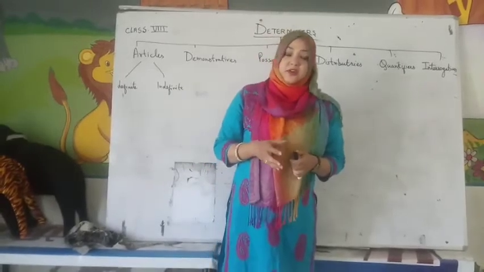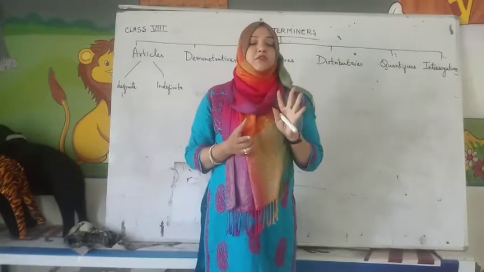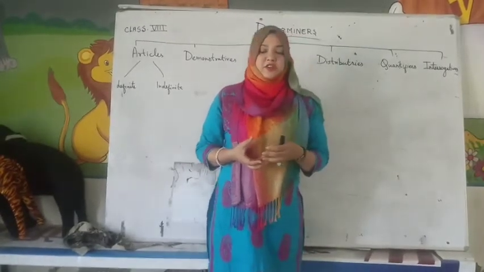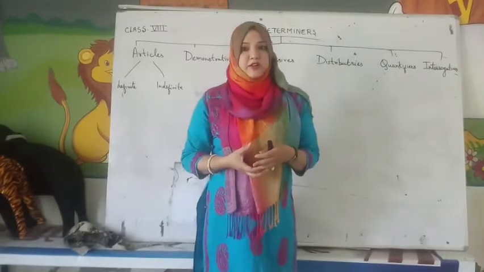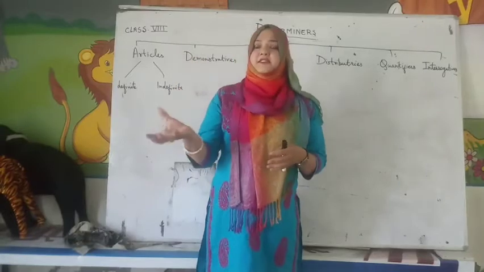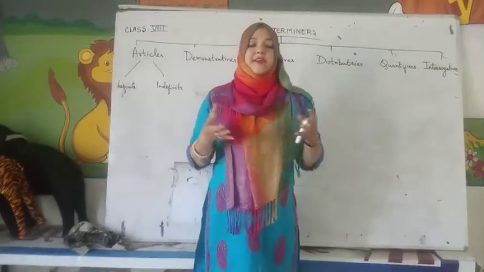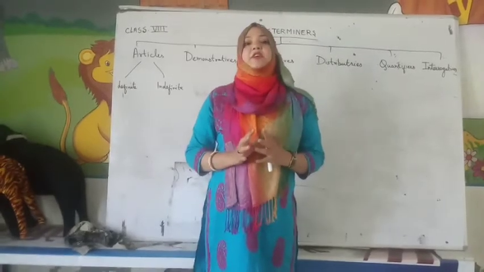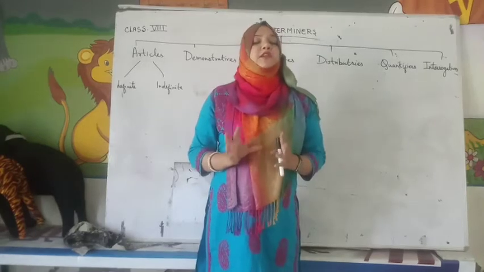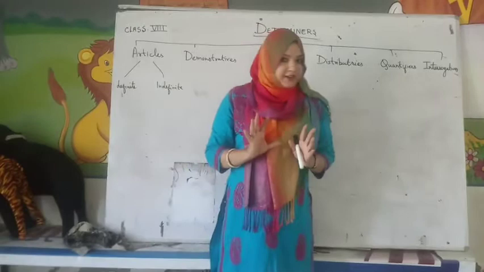So how does it show? If you use a determiner, it will tell you whether the noun is singular or plural, or where it is. Is it far? Is it close? How much or how many they are. So basically the determiners give you a clear picture about nouns. It modifies the noun. Do you understand that?